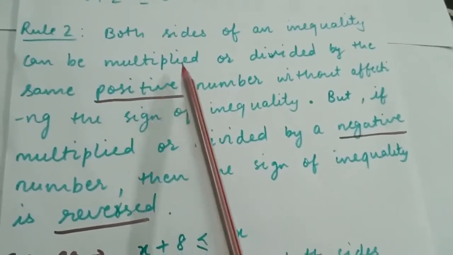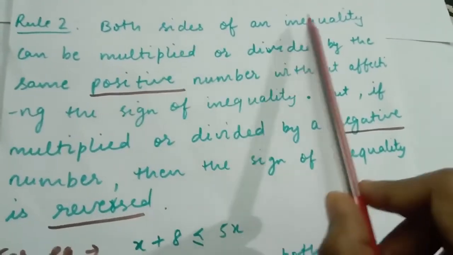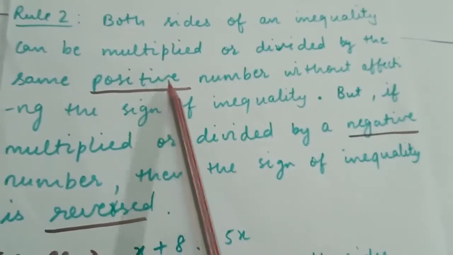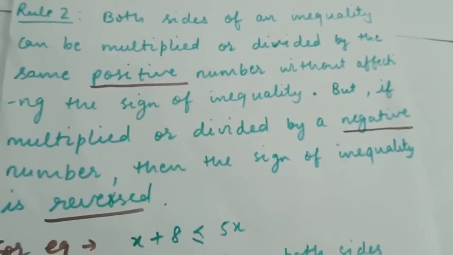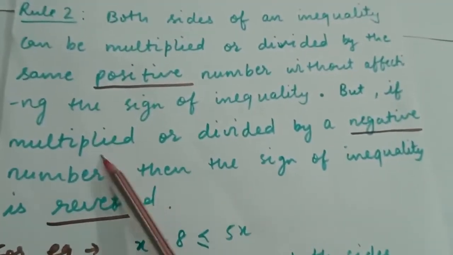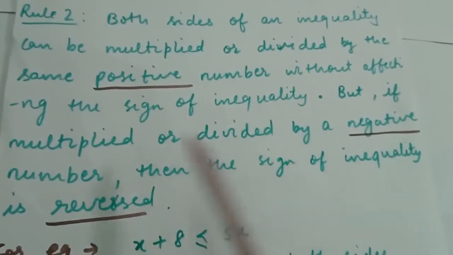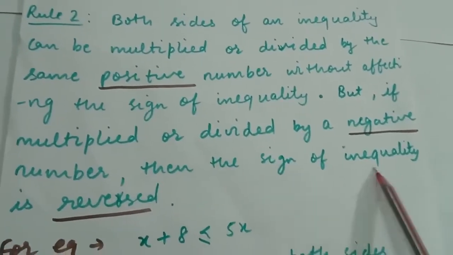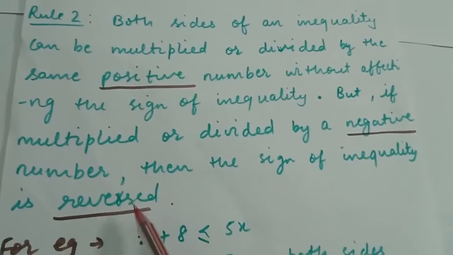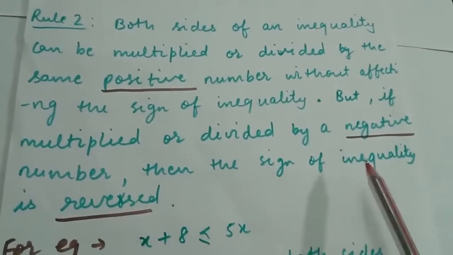If you multiply or divide both sides of an inequality with a positive number, then the sign of the inequality does not change. But when we multiply or divide by a negative number, then the sign of inequality is reversed. That is, it affects the sign of the inequality then.